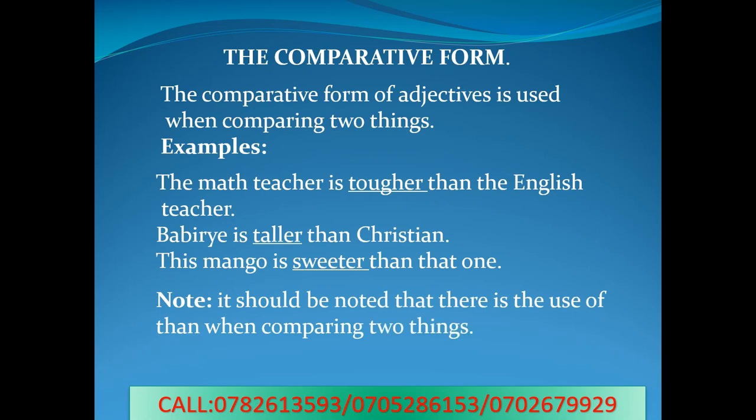When you look at what we've looked at so far, there is the use of than in the different examples. Our note says it should be noted that there is the use of than when comparing two things. One is better than the other. One is taller than the other. So than specifically shows that we are comparing two things. Remember, we've been looking at the comparative form in line with the adjectives.